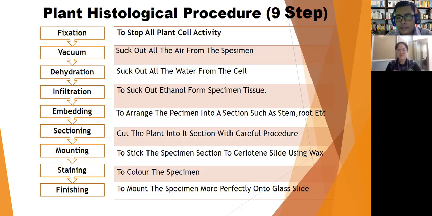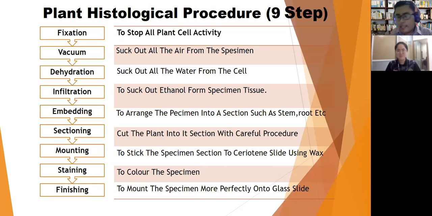Fourth, infiltration, to remove ethanol from the specimen tissue. This is because in the dehydration process, we use ethanol to dry the plant cell. So to remove all the ethanol, we must use the infiltration process. Then the fifth, embedding, to arrange the specimen into a section such as stem, root, and so on.